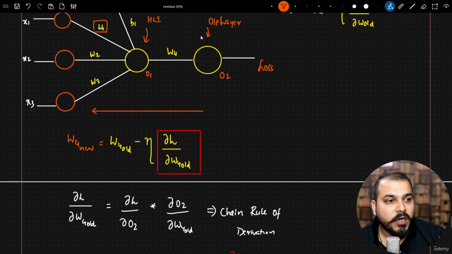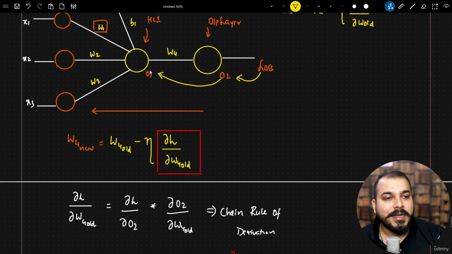Understand this. Loss is dependent on O2. O2 is dependent on O1 because O1 is getting multiplied by W4 and then an activation function is getting applied to get O2. And then this O1 is dependent on this one, right? So this is how it basically goes, right?